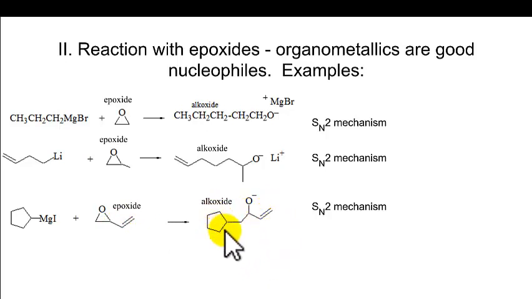So again, we get an alkoxide from the reaction. The counter ion to the alkoxide in the first one was magnesium bromide. The counter ion in this case was a lithium. In this case, since we're using a Grignard, the counter ion here would be magnesium iodide. But again, this is a very useful reaction because you're making carbon-carbon bonds, and you can make fairly sophisticated skeletons from pretty simple starting materials.